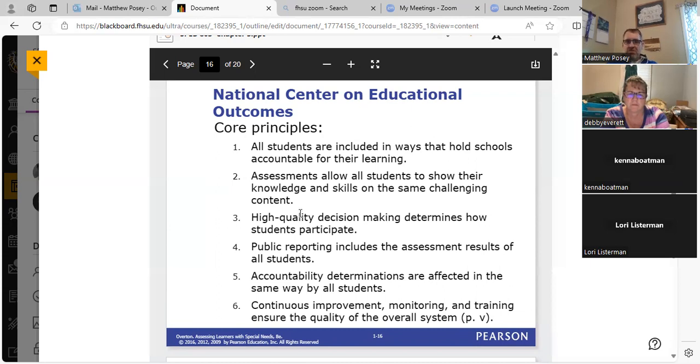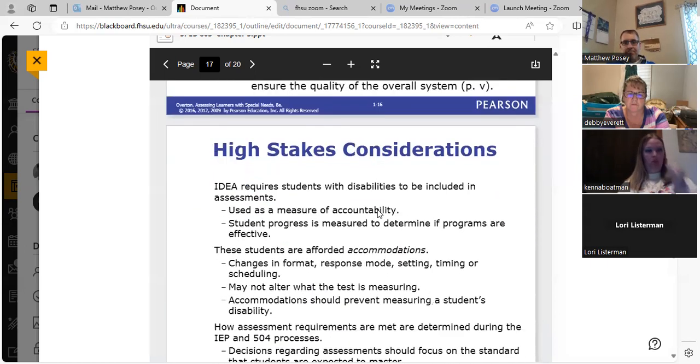Assessments also allow students to show their knowledge and skills on challenging content. Also, there's a lot of times high quality decision making that determines how students may participate. Also, we're using the data collected from that to make decisions that may guide our instruction. Okay. So those are just a few of the guiding principles on assessment that are taken into account.